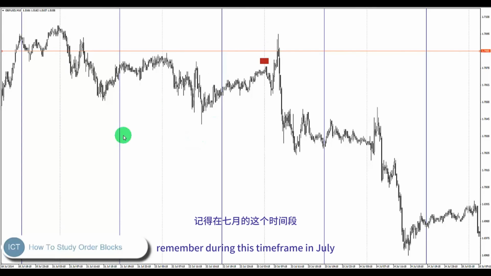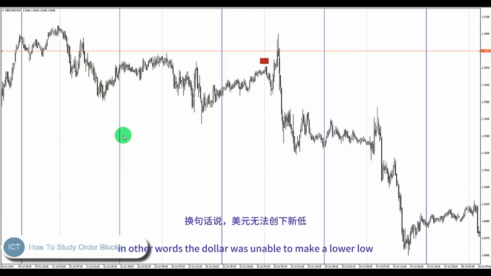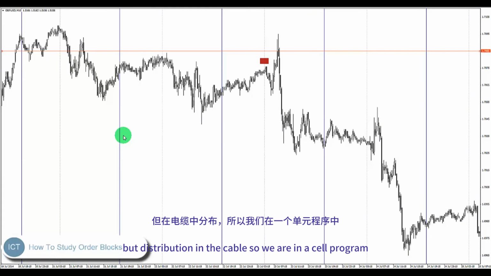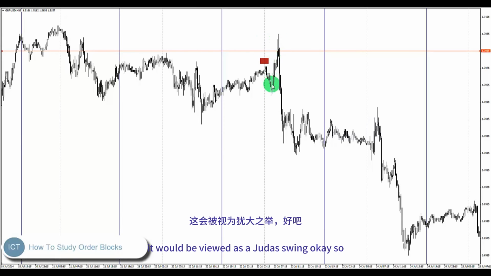Remember, during this time frame in July, we had already worked out the idea that there's a USDX SMT divergence. In other words, the dollar was unable to make a lower low, and the cable had made a higher high. So we are seeing accumulation in the dollar, but distribution in the cable. So we are in a sell program. So any rallies after the 12 midnight or 5 GMT time frame would be viewed as a Judas swing.